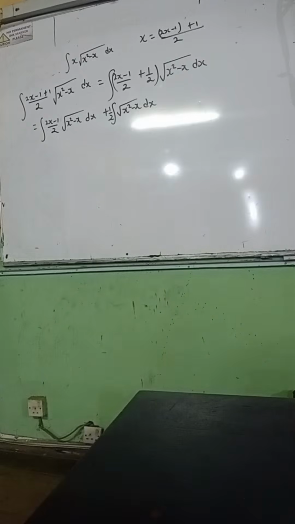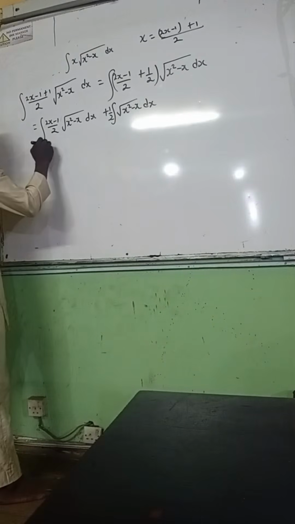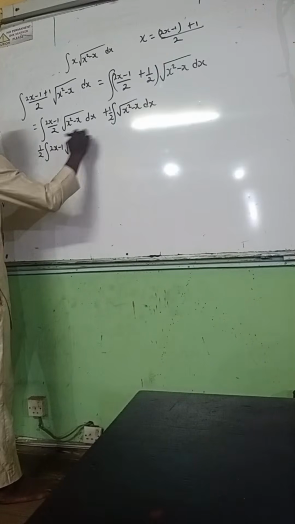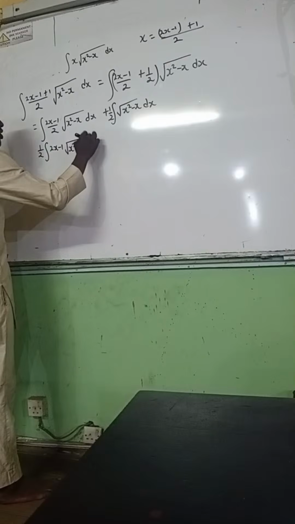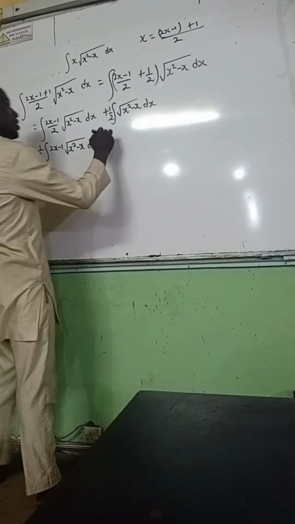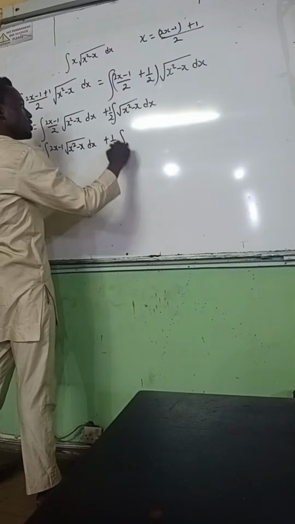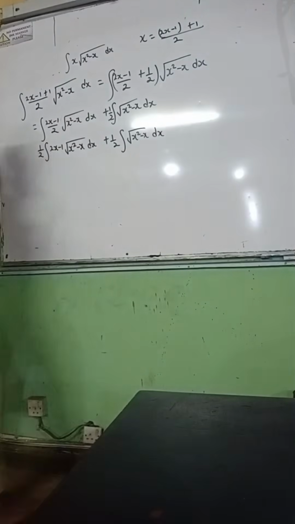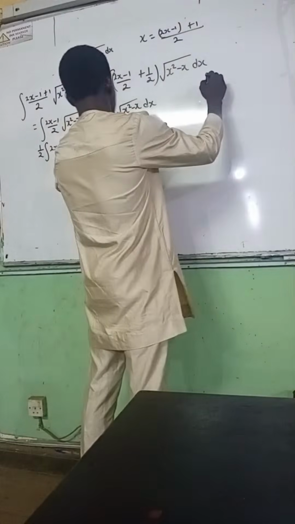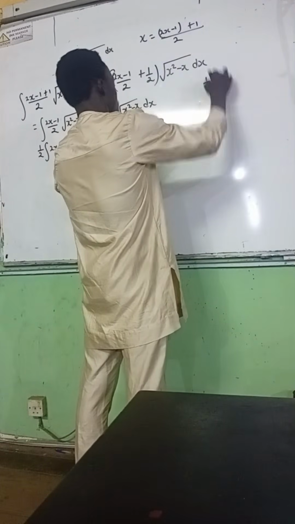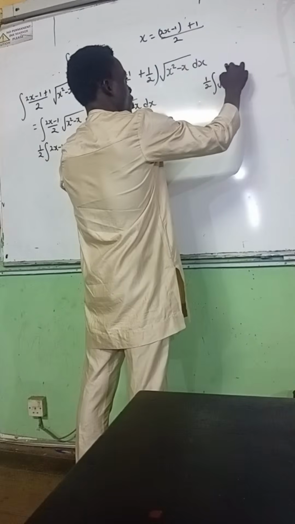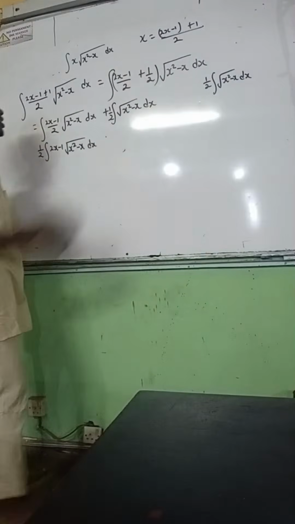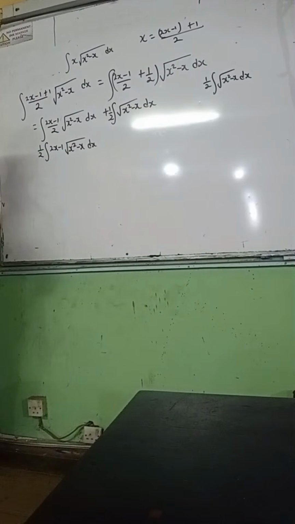Let's move. So let's bring out 1 over 2. We have 1 over 2 integral of 2x minus 1 square root of x squared minus x dx plus 1 over 2 integral of square root of x squared minus x dx. Let me write this on one side; I will be solving it later. 1 over 2 integral of root x squared minus x dx. When I'm done with this, I will solve that one and add it. Now let's focus on this one.